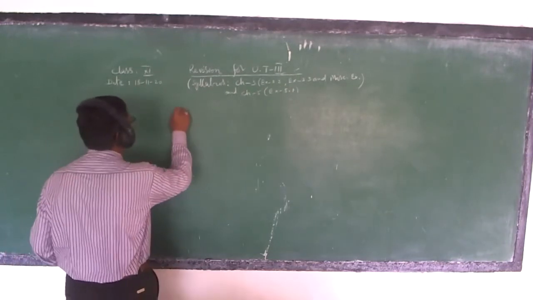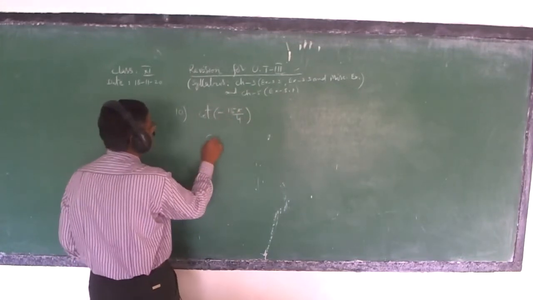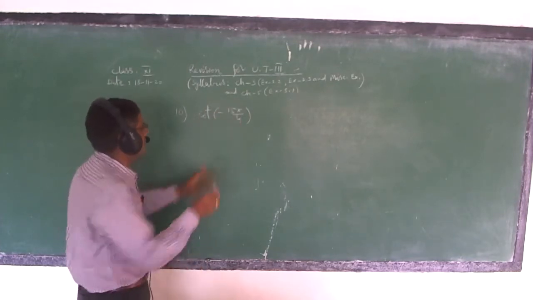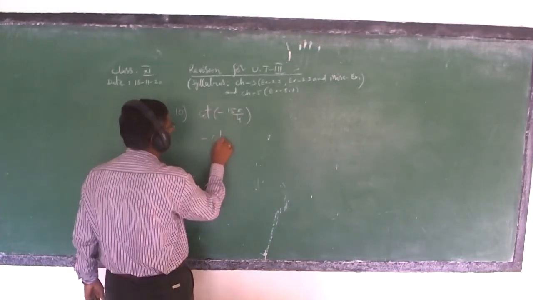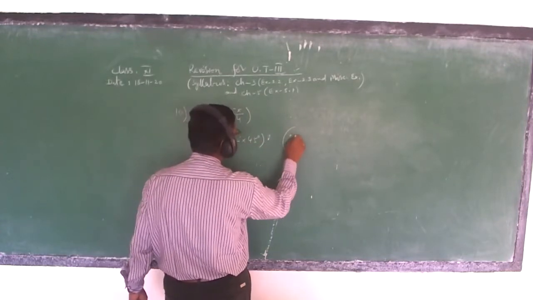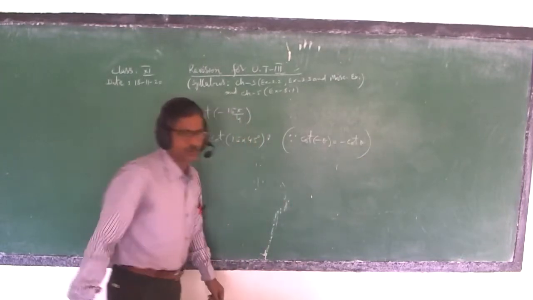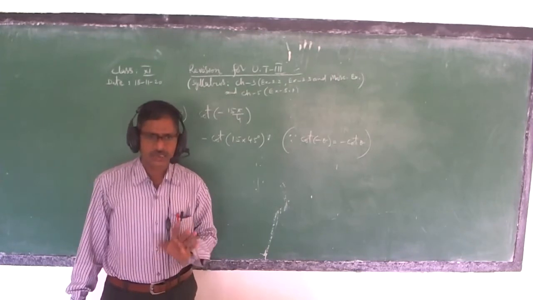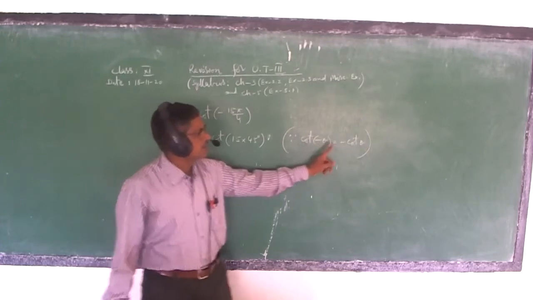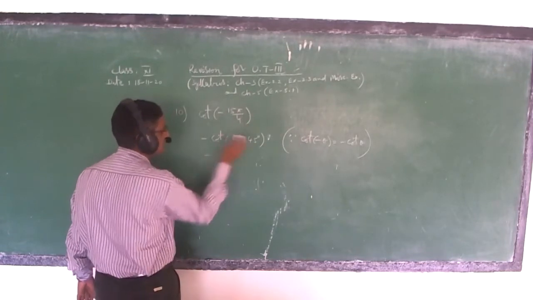Cot minus 15 pi by 4. First of all, whatever the angle is, cot of minus theta is minus cot theta. Minus cot 15 pi by 4, where pi by 4 means 45 degrees. The reason: cot of minus theta equals minus cot theta because minus theta belongs to the fourth quadrant. In the fourth quadrant, only cos theta and its reciprocal secant theta are positive. All the other four ratios are negative. That is the reason cot of minus theta is equal to minus cot theta. So pi by 4 is nothing but 45 degrees.